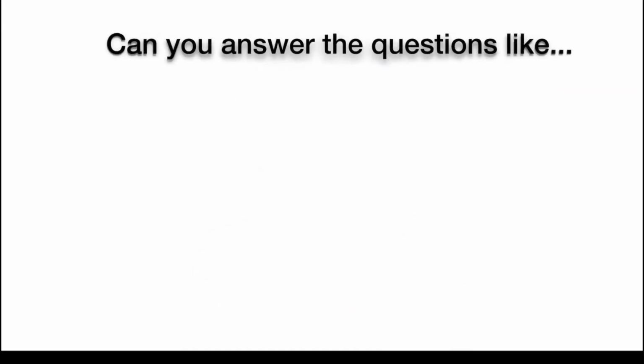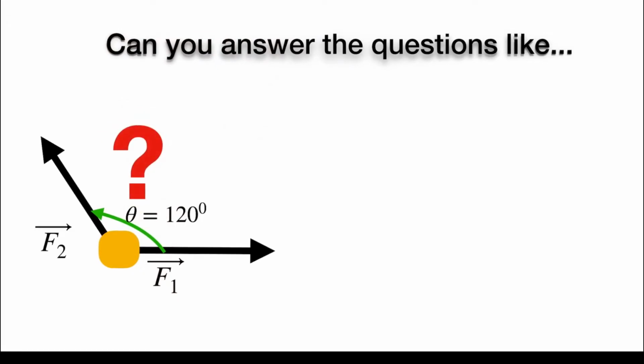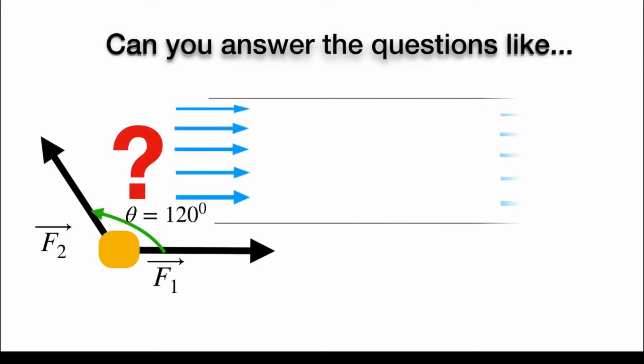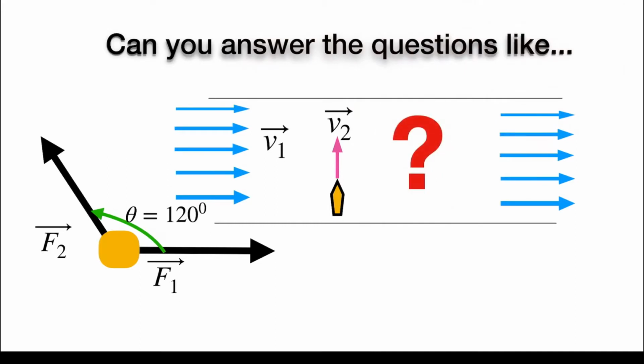Can you answer questions like, if two forces are working on an object at angle theta, then what will be the magnitude and direction of the resultant force? Or a river is flowing toward the east with velocity v1 and a boat is trying to cross the river moving in the north direction at a speed v2. What will be the speed and direction of the effective motion of the boat?